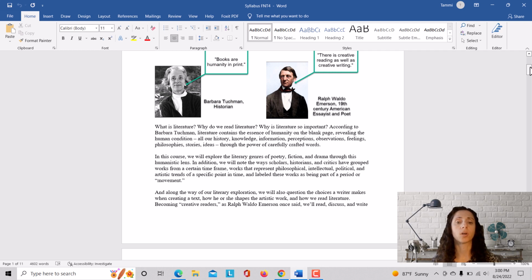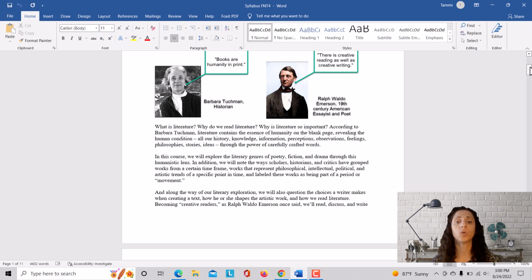What is literature? Why do we need literature? Why is literature so important? According to Barbara Tuchman, literature contains the essence of humanity on the blank page, revealing the human condition, all our history, knowledge, information, perceptions, observations, feelings, philosophies, stories, ideas, through the power of carefully crafted words. In this course, we'll explore the literary genres of poetry, fiction, and drama through this humanistic lens.